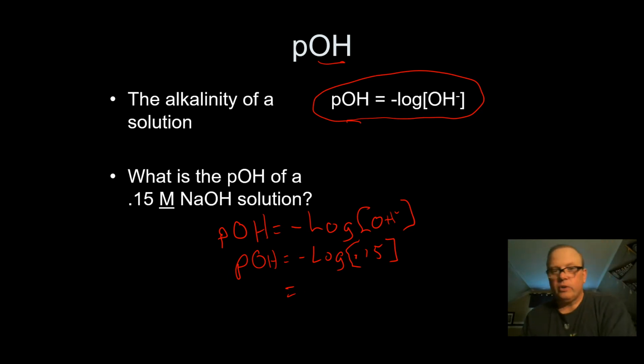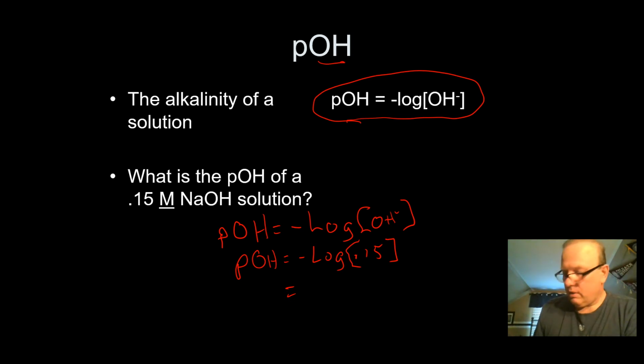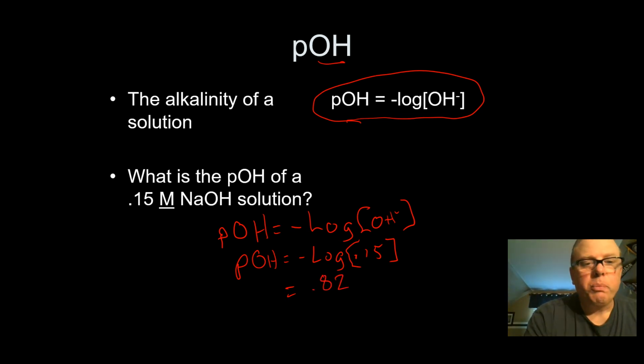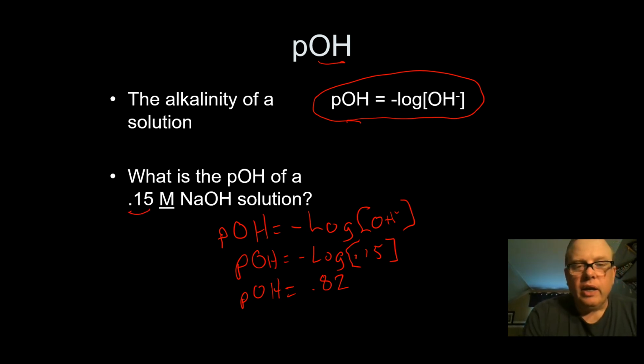And I'm going to have to actually do this real quick on my calculator. Negative log 0.15, and I get 0.823. I'm going to go with 0.82 as my pOH. I think I said pH just a second ago. So my pOH is 0.82, and I'm okay with that. And again, you want to practice that and make sure that you are good with it. All right, so that's how we do pOH.